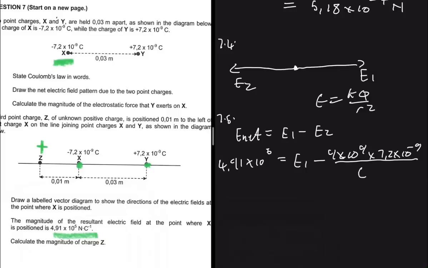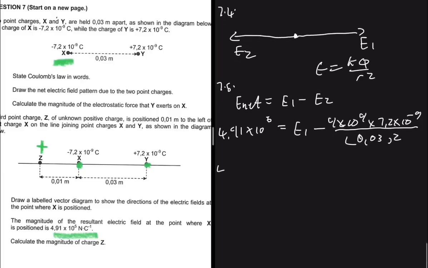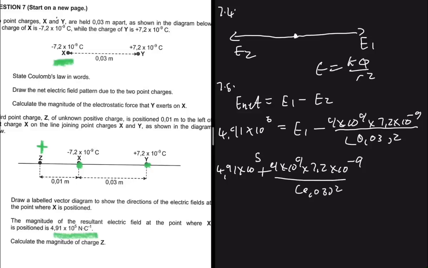So we have 0.03, right? So we're going to have 0.03 squared, right? So we're going to have 4.91 times 10 to the power 5 plus 9 times 10 to the power 9 multiplied by 7.2 times 10 to the minus 9, everything divided by 0.03 squared, and this will be equal to E1, right? So instead of writing E1, let's go ahead and substitute, right?